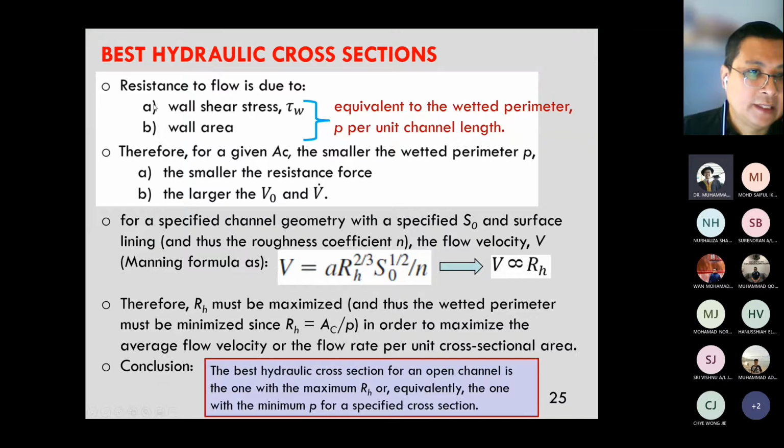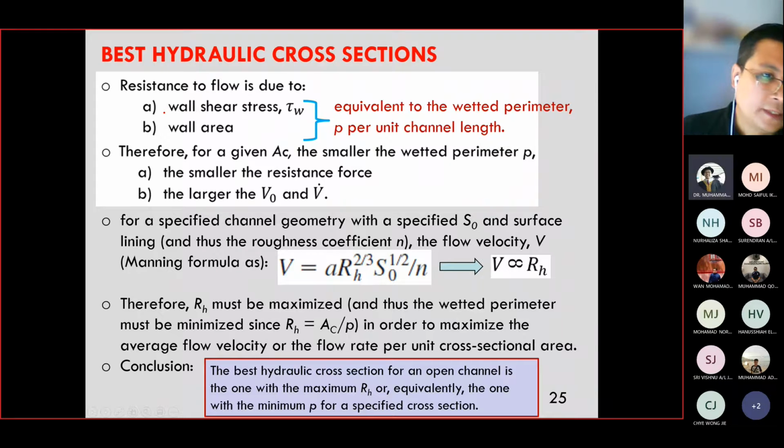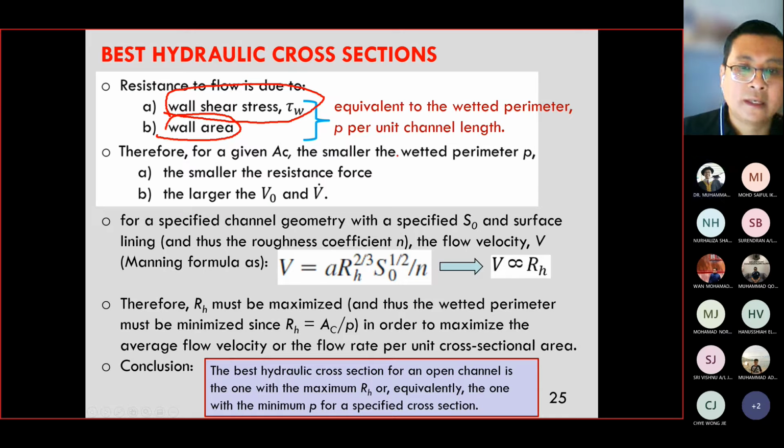Basically, the resistance to flow in a cross section is due to wall shear. Okay. So we will get resistance from the wall, the roughness of the wall, and then if the wall area is huge, it will have much influence on the head loss. Therefore, for a given area, the smaller the wetted perimeter P, the smaller the resistance force, the larger the V, and then V dot, or volume flow rate.